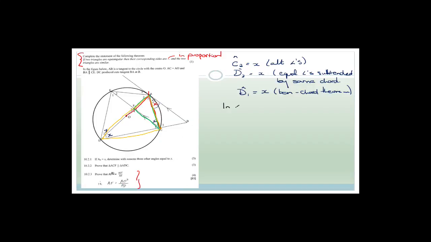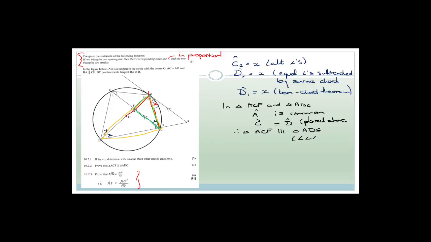We've got in triangle ACF and triangle ADC, do you agree that angle A is common? That makes life a little bit easier, right? We also know that in triangle ACF, C2 or C is equal to X. But in the other triangle, ADC, D is equal to X, proved above. Therefore, this angle here is equal to that angle. So we can say C is equal to D, proved above. Therefore, triangle ACF is similar to triangle ADC.